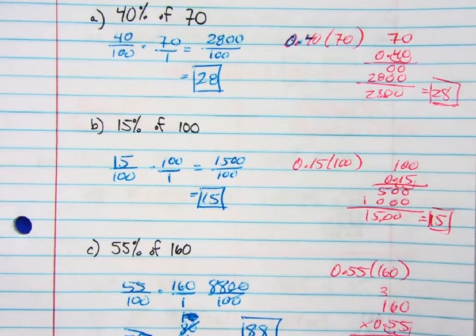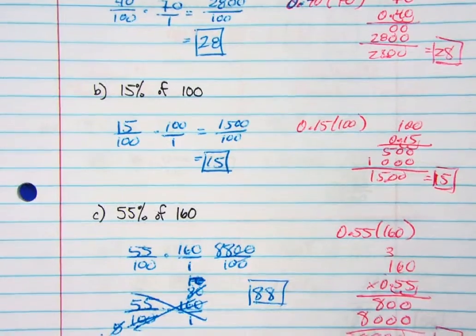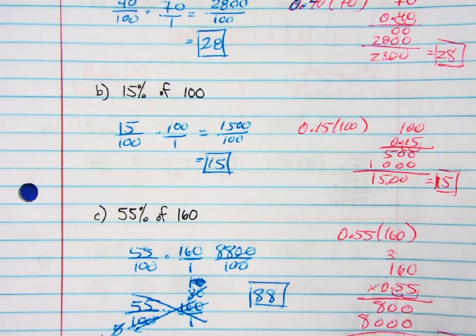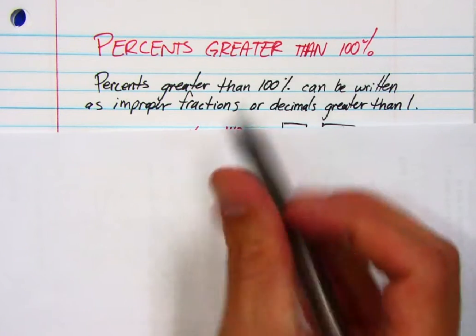Okay, so I kind of went through the long way there to show you 2 different ways of solving each of those problems. For that lesson, you just had to do it both ways, but eventually you'll get to choose which one makes more sense to you. Last thing I want to talk about today is percents greater than 100.